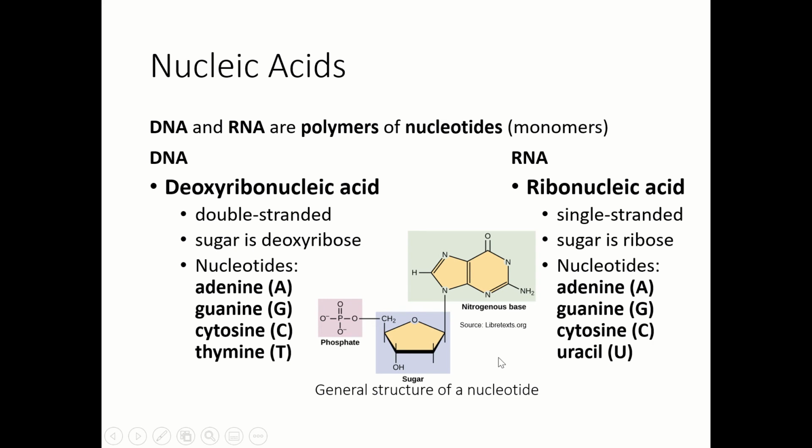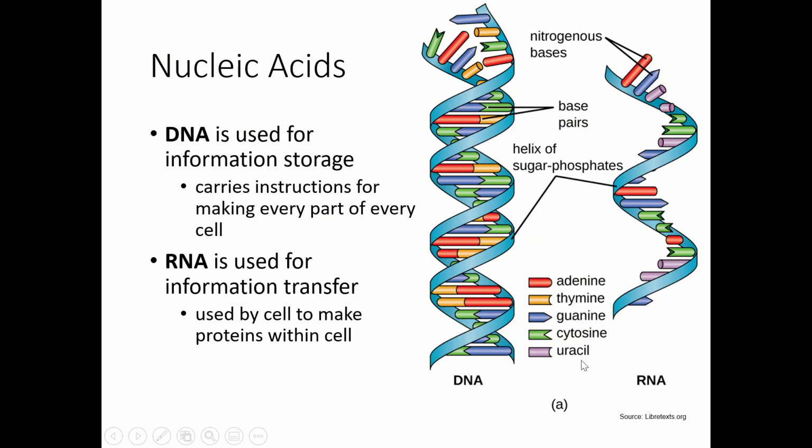It's called a nitrogenous base because the rings have nitrogens in them, nitrogenous meaning having nitrogen. So the nucleotides in DNA are adenine, guanine, cytosine, and thymine, indicated by their initials. I do want you to know their names. And in RNA, the nucleotides are adenine, guanine, cytosine, and uracil. Notice the first three are the same. The fourth is different. DNA has thymine, RNA has uracil. That's going to be really important.